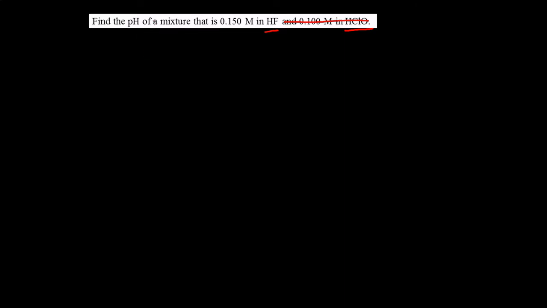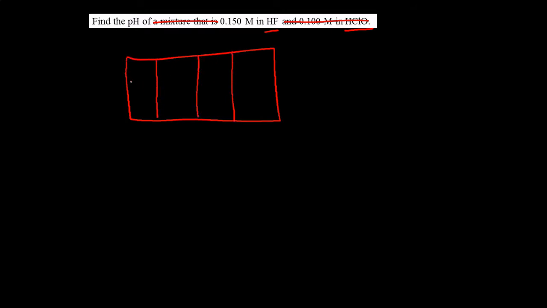So we're just going to say find the pH of 0.15 molar HF. We're essentially treating it like it's not even a mixture at all. And so we would do very similar to what we did in the previous video. We would have our little ice table here with our initial, change, and equilibrium. We have HF, H+, and F-.